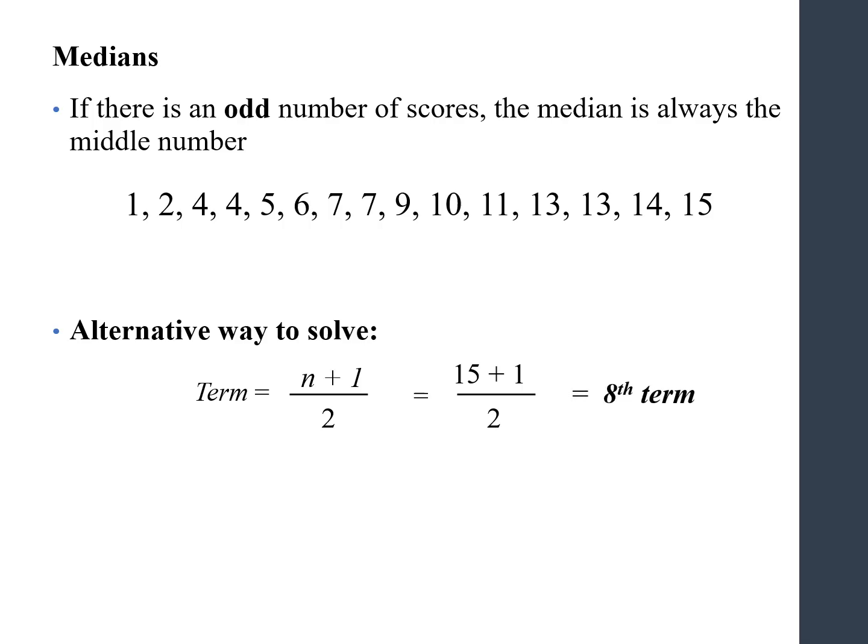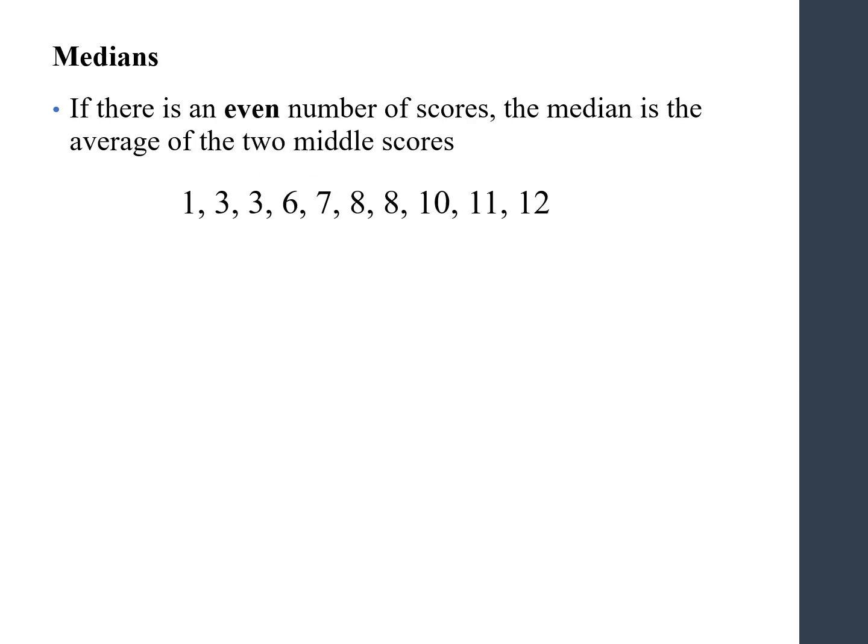So drawing your eye up to the list of numbers, we're just going to count left to right until we reach that 8th term, which again is 7. So our median is 7.